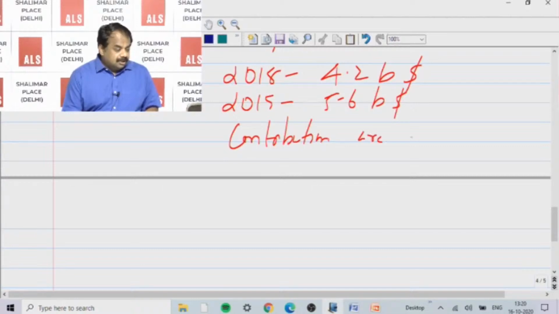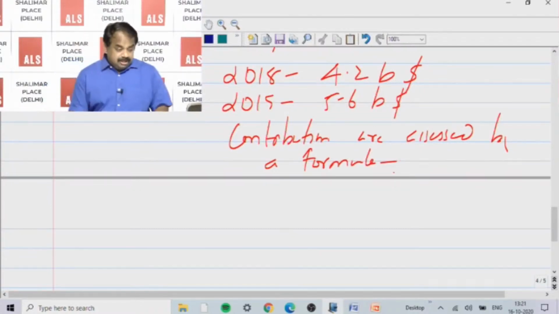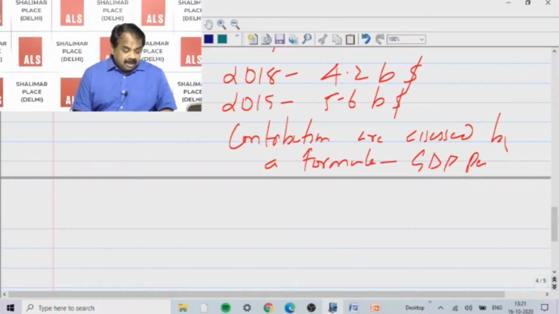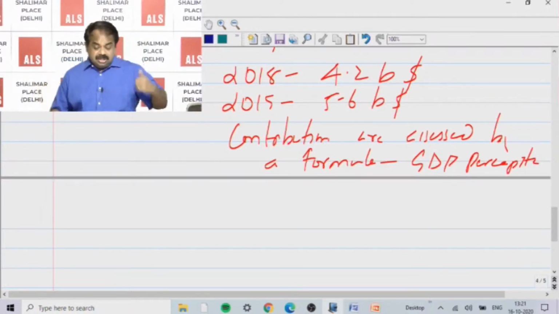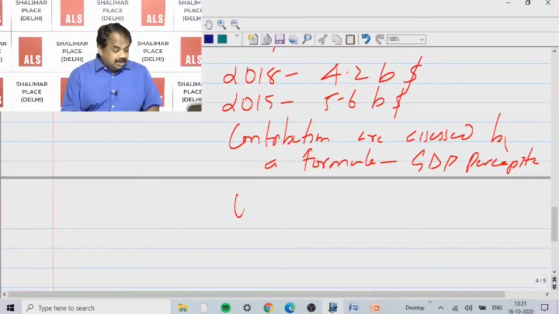Contributions are assessed by a formula which includes the GDP per capita. And the controversy, since the finance was the controversy, what is the US contribution? The US is the biggest contributor, 15.9%. So it's quite a good amount.